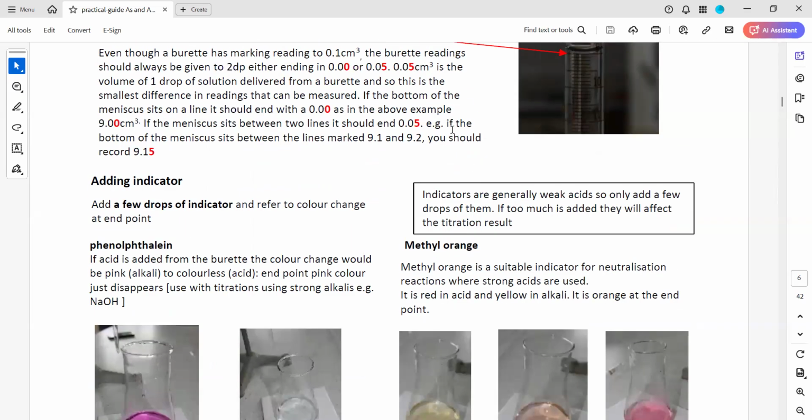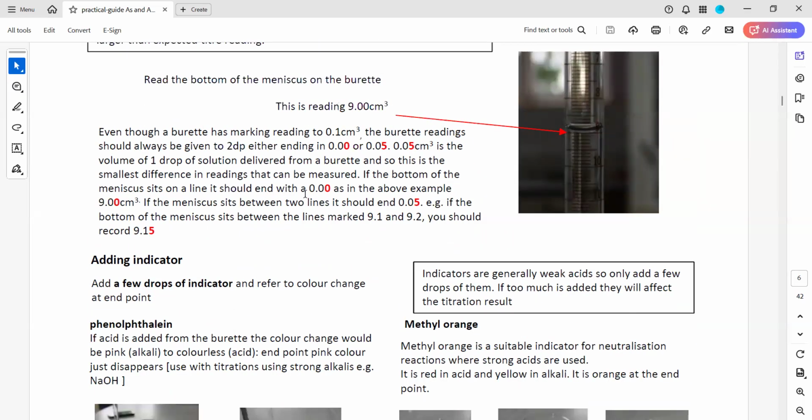For example, if we have analog meters or analog scales, markings are there. So let's say you have the marking between two marks, one is 9.1, another is 9.2.